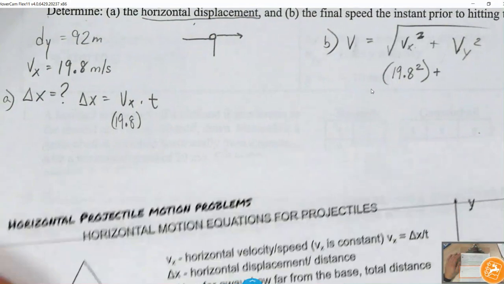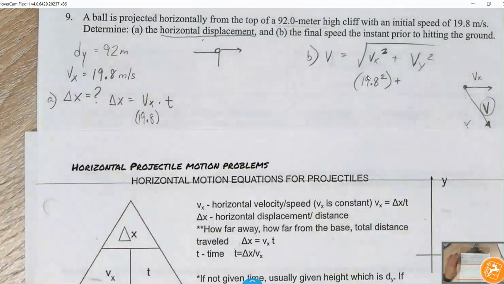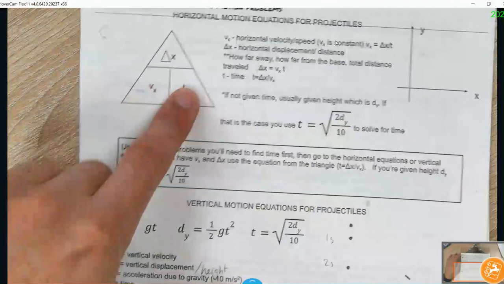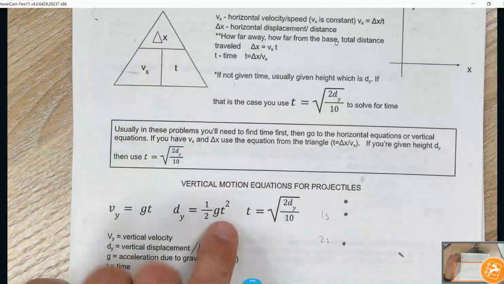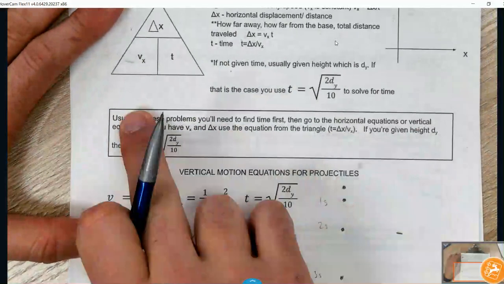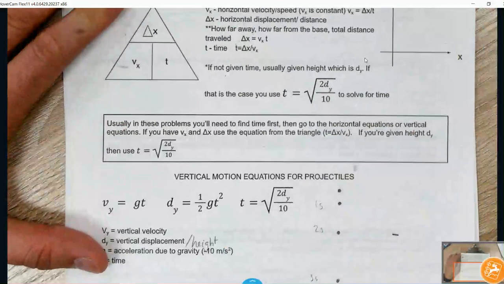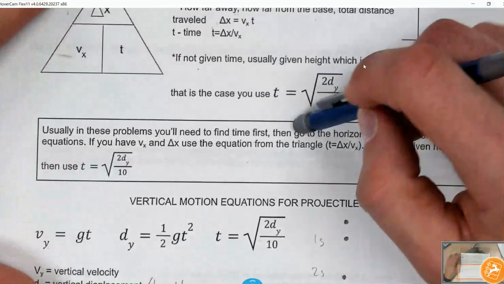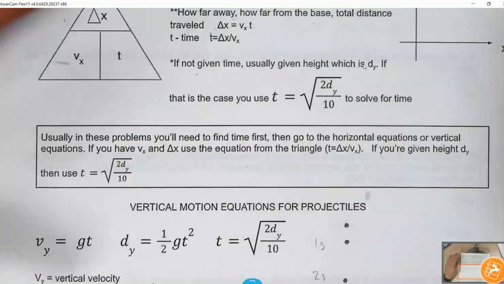No. So there's two time equations. Time is what connects both of the problems together. You have a time in your x equations, and we have time in our y equations. Usually in these problems, you'll wind up needing to find time first, and then go to the horizontal equations or vertical equations after to find the final thing.